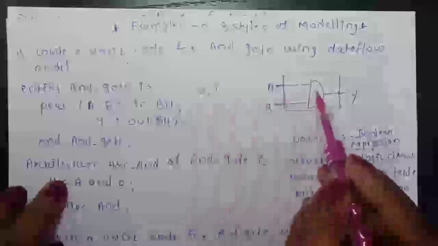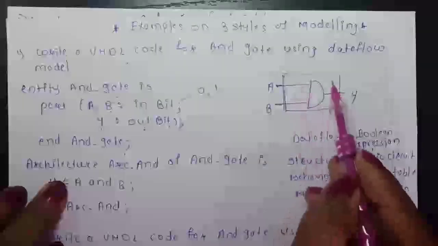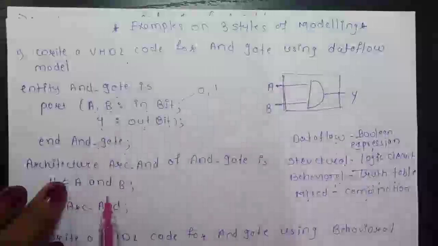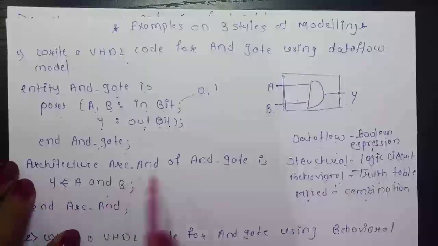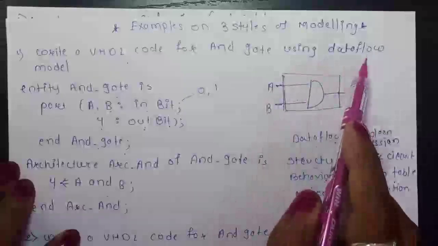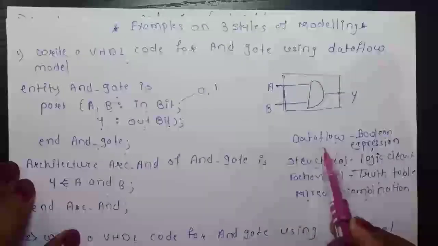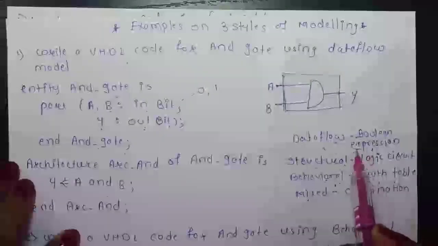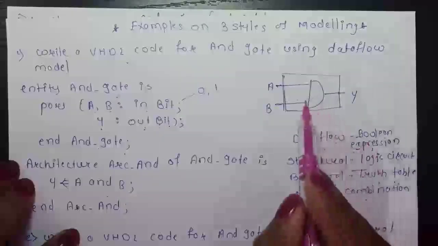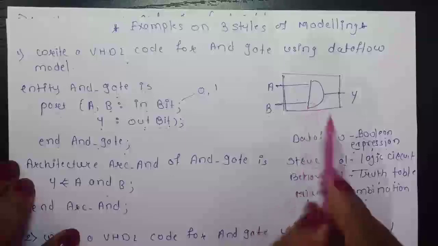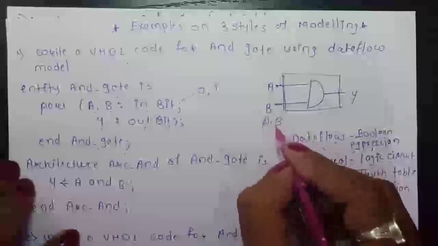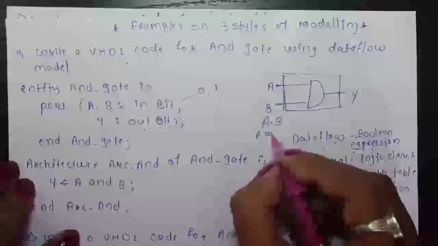Now how this AND gate works, or how it behaves or functions, we have to specify in the architecture. Here we are writing code for data flow modeling. As I told you, while writing code for data flow modeling, we have to write Boolean expressions, because data flow modeling focuses on gate level implementation. So what is the Boolean expression for an AND gate? A into B, or we can say A and B.